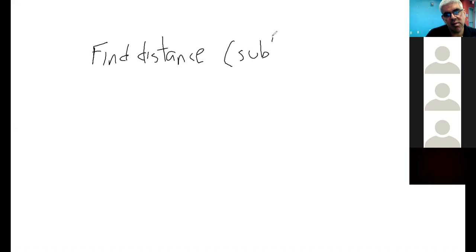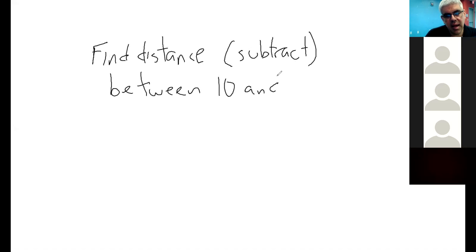So this is finding the distance, which means to find the distance, we subtract. So this is what you write: find the distance between 10 and negative 3, because he went under 3 feet. It's not up in the air 3 feet. It's underwater 3 feet. So find distance means subtract.